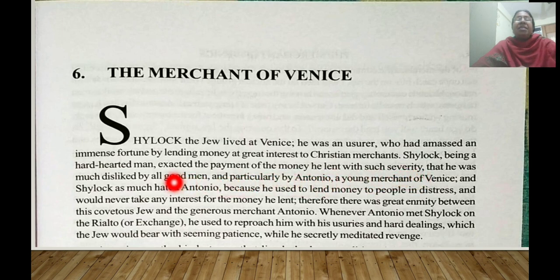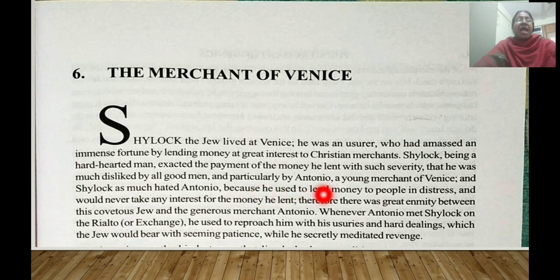Shylock, being a hard-hearted man. Shylock is described here as a hard-hearted man, meaning a man with a heart that was hard, meaning he had no softness or no emotions because of his business, and he exacted the payment of the money. So when he gave money, he would see that he obtains or demands the money back at the right time with the rates that he had given. So he lent with such severity, harshness, that he was much disliked by all good men. So good people disliked him.